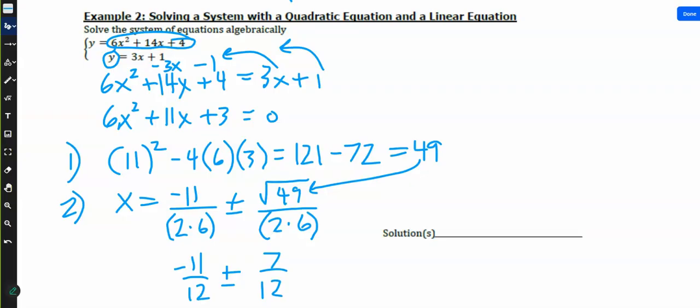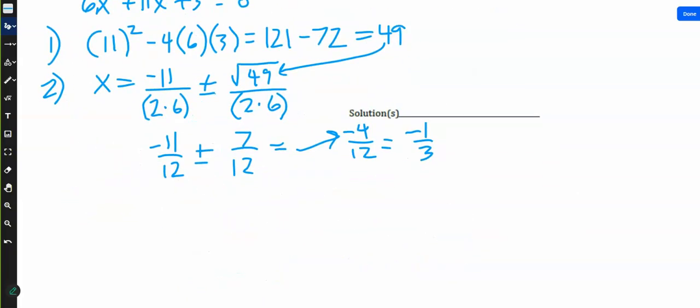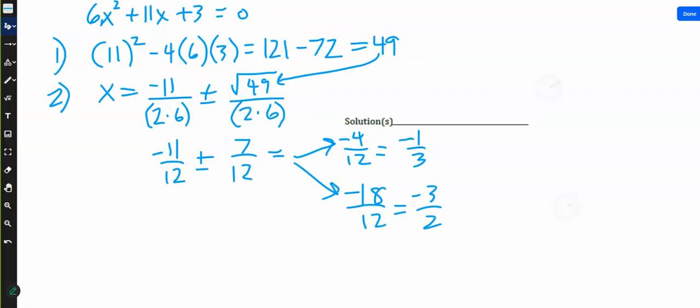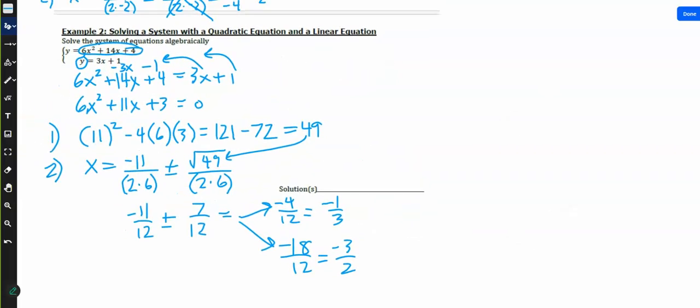Well, let's see here. Negative 11 plus 7. That's negative 4 over 12, which is negative 1/3. And then what's the other one? Negative 11 minus 7, that's negative 18 over 12, which is negative 3 divided by 2. Ooh, that's pretty ugly. So now we have 2 coordinate answers with negative 1/3 and negative 3/2. Okay. Now I need to find the y values that go with it.